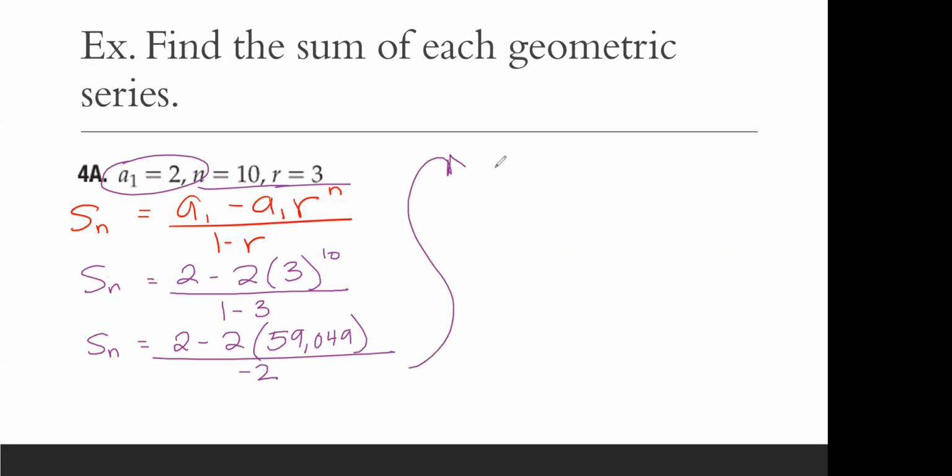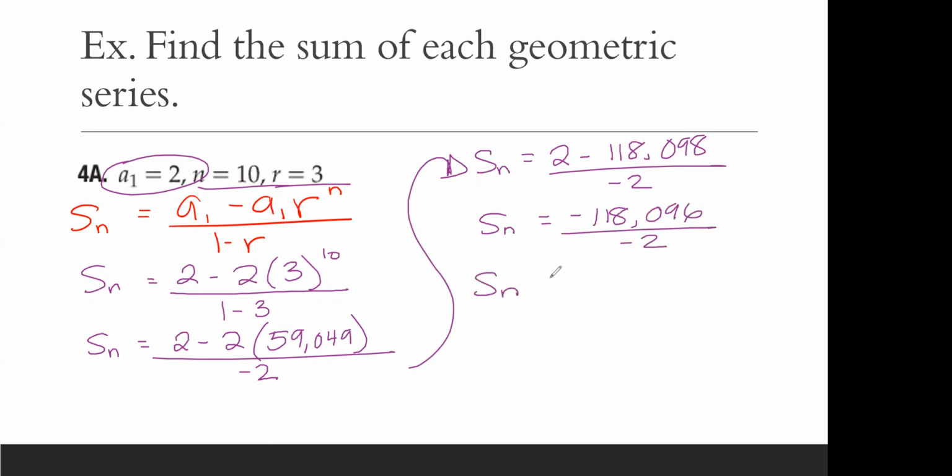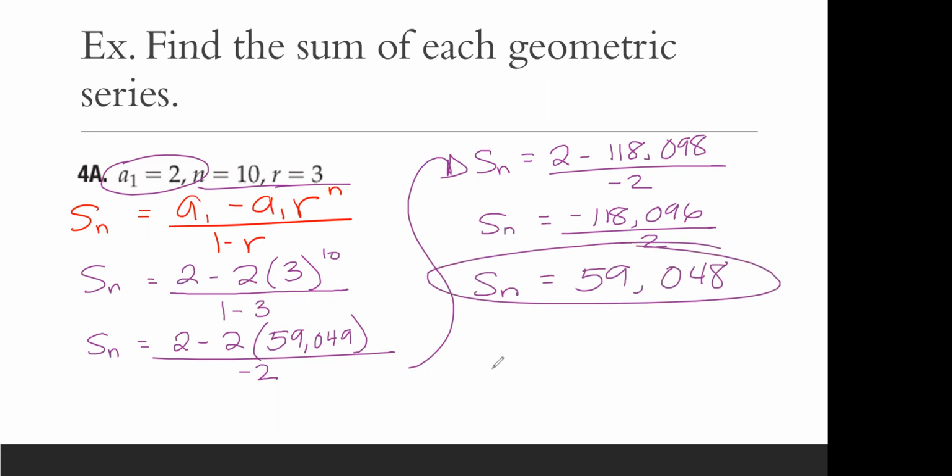So I'll just continue this over here. S sub n is equal to 2 minus 59,049 times 2, which is 118,098, and I would still divide by negative 2. So S sub n, I subtract 118,098 from 2, I end up getting negative 118,096 divided by negative 2. So S sub n is equal to 59,048, and that would be my final answer.